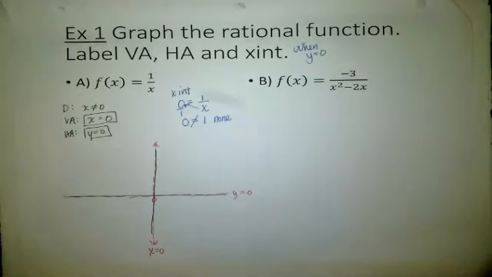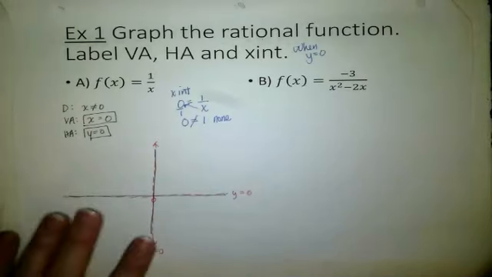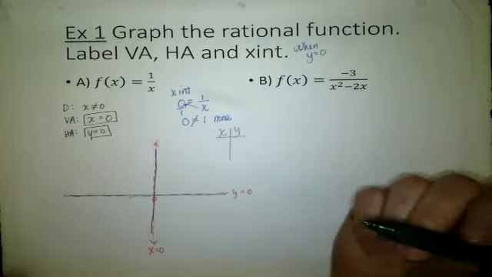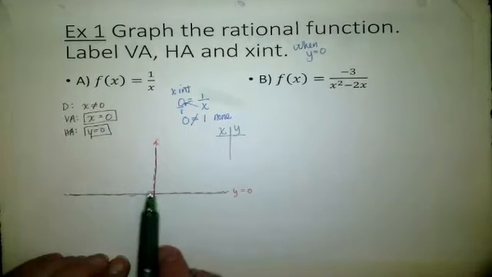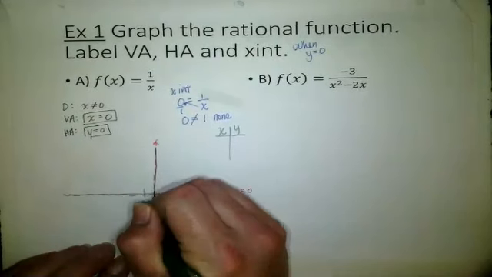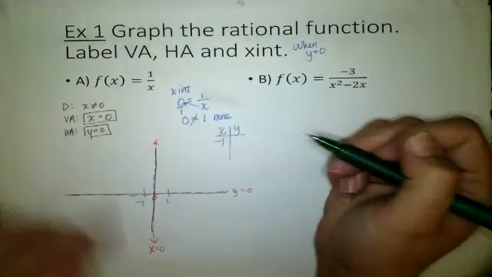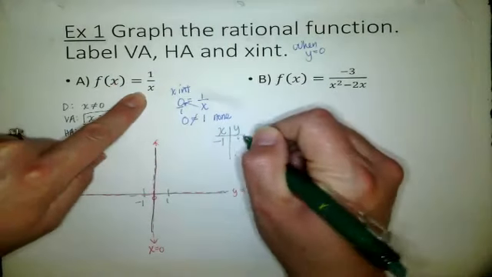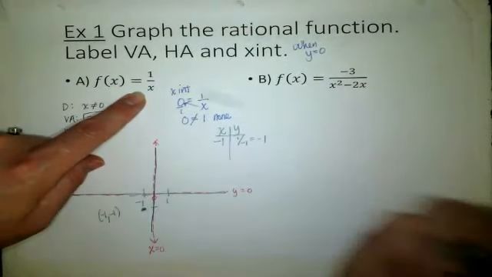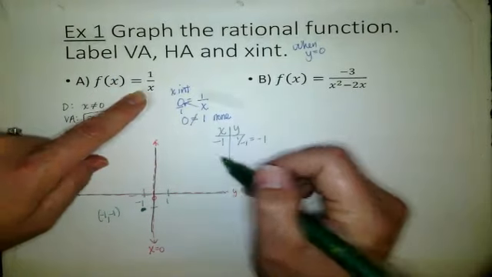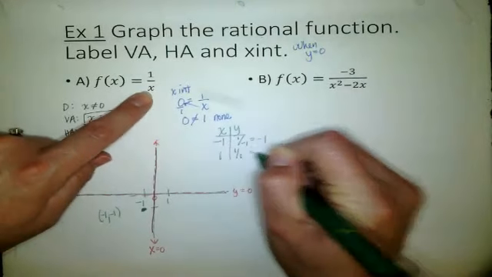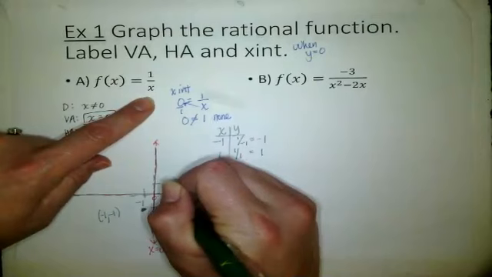Now, I need some points on the graph, and anytime I need points on the graph, I can very, very easily just make a little XY chart. And I'm always going to choose x values to the left and to the right of my vertical asymptote. So maybe -1 and +1 are good values to plug in. If I plug in -1 for x, 1 over -1 is just -1. So I have the ordered pair -1, -1. And then for the other side of my vertical asymptote, I can plug in a +1, 1 over 1 just equals 1. So I have 1, 1 as an ordered pair on the graph.